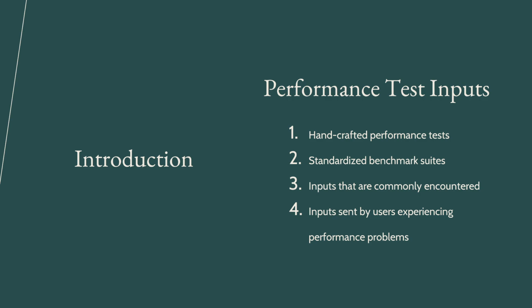Unexpected performance issues can lead to software failures, security vulnerabilities, and DOS attacks. Common performance test inputs include handcrafted tests, standardized benchmarks, typical real-world input, and inputs from users reporting problems. These either test average case behavior, have human bias, or the damage is already done. Worst case behavior remains hidden until production, which is why fuzzing is important, so that this does not happen.